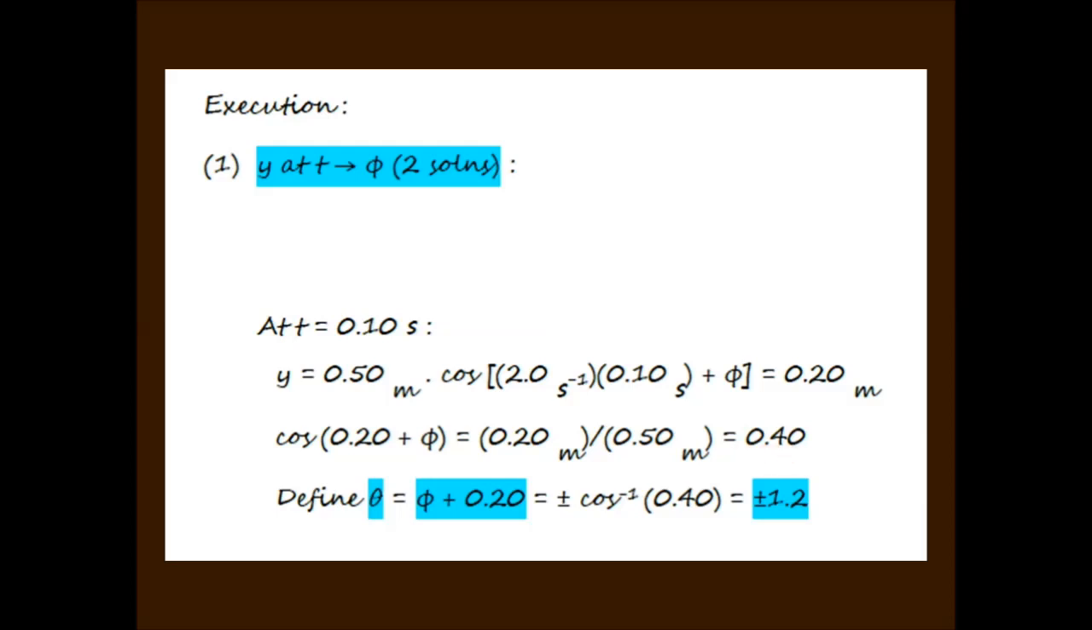Because this is a trigonometric equation, there are two possible values of theta. If the cosine of theta is, as given, positive, it means that theta has two values, one in the first quadrant and one in the fourth quadrant.